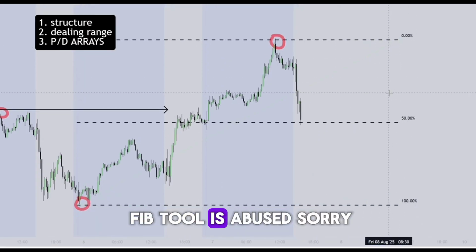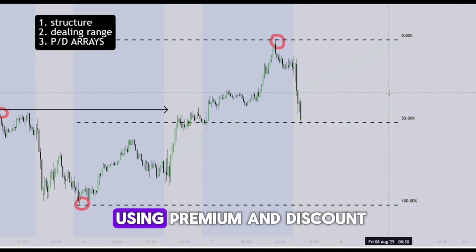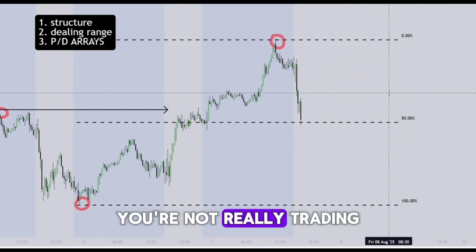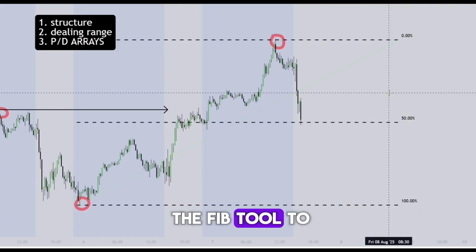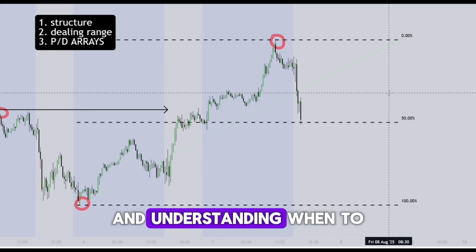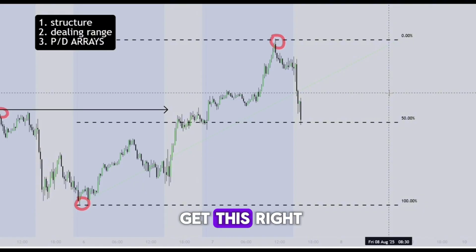The fib tool is used and abused by almost every trader I've seen, right? So if you're not using premium and discount to understand where your fair value gaps are, you're not really trading. You're a chartist. You're somebody who uses the fib tool to think you are trading instead of using the fib tool to understand how to trade. They're two different things, right? Using the fib tool as a chartist and understanding when to trade with the fib tool are two different things, right? So make sure you get this right.